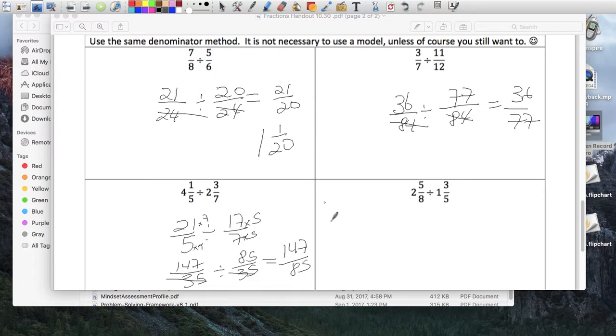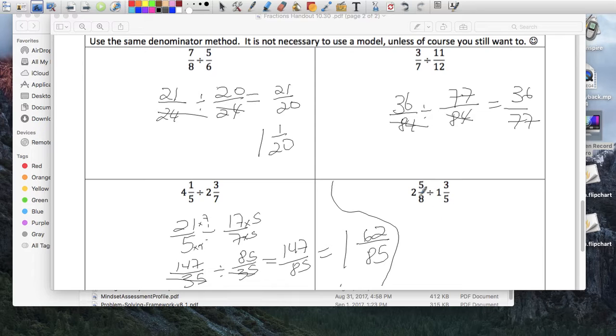You can definitely change that to a mixed number. 85 goes into 147 one time, and you're going to have 147 minus 85, 62 over 85. Okay.